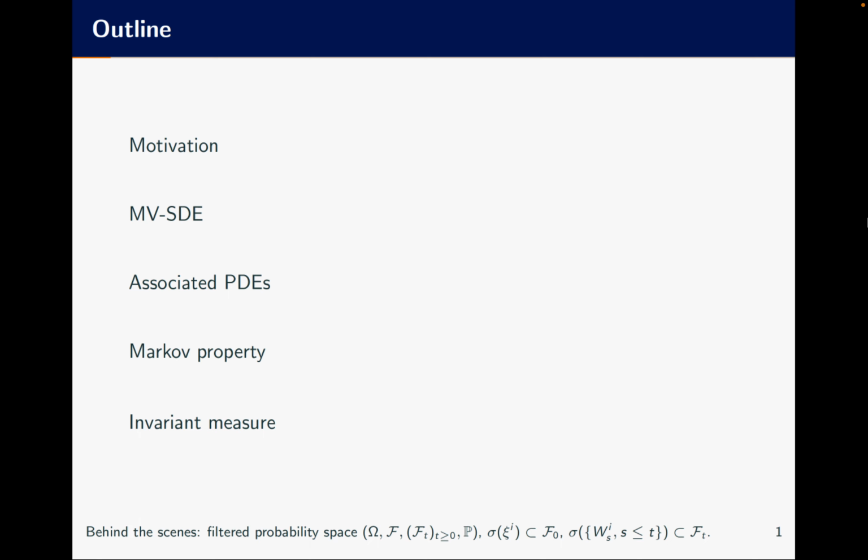First, we're going to talk about the motivation behind MVSDEs and go through a toy example that will help us understand these processes. Next, we'll give the proper definition of a MVSDE and properties of its solutions. Following that, we'll look at the associated PDEs for these equations. Then we'll see how a certain Markov property no longer holds true. Lastly, we'll look at another simple example and study its invariant measure.